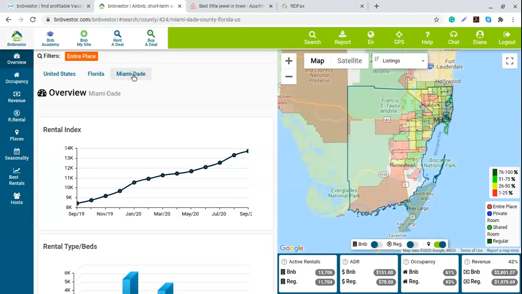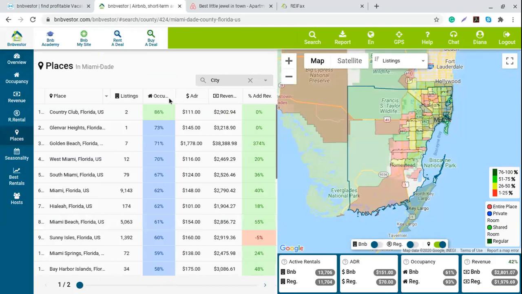Again, you need to go to a bigger area, either a county, if you're interested in Miami-Dade. If you are not interested in Miami-Dade, then go ahead and select another one. But then let's go to places, and let's find out in Miami-Dade, for example, which are the areas that are going to give me the best revenue, which are the areas that are charging more or less, or which are the areas that have more occupancy than others. That is very important. Or if I'm going to have a lot of competition or not, so based on the number of listings.